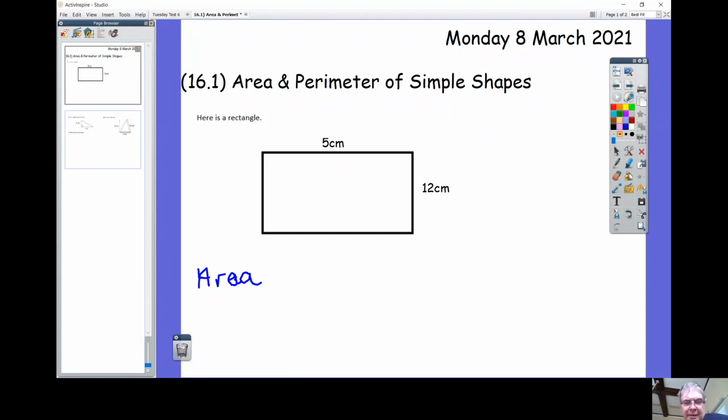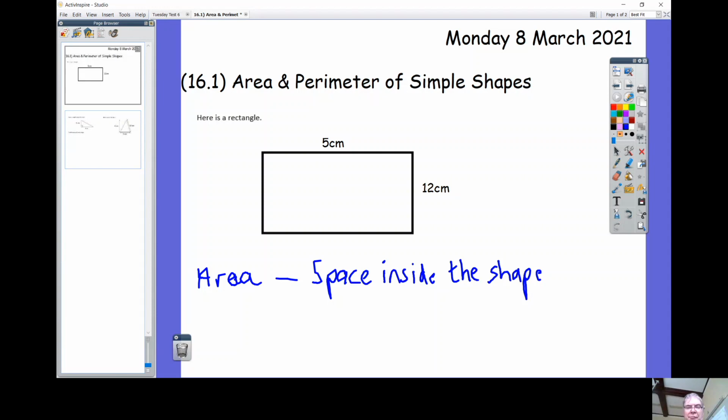The area, and we're going to write down that is the space inside the shape. My writing is much better than this. It's because the Wi-Fi is so rubbish. It's the space inside the shape. Okay, so you've just got to find a way to work out the space inside the shape.